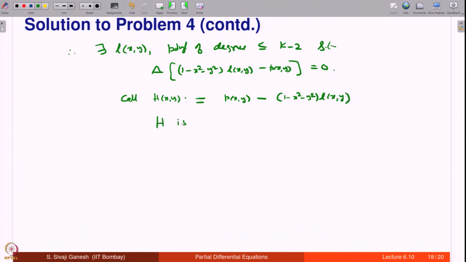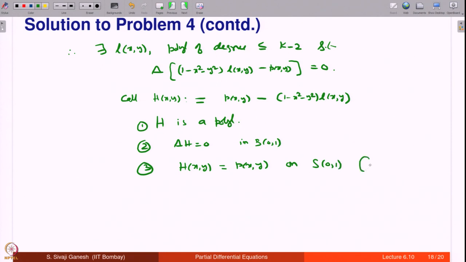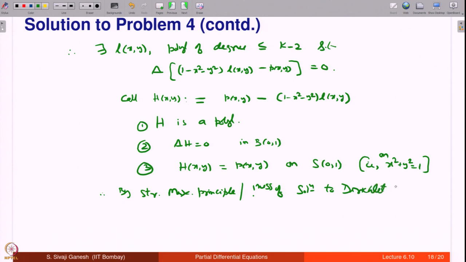Now, what can we say about h? h is a polynomial. Laplacian h is 0, of course, in particular in B01, and h of x y equals p of x y on S01, that is for x y such that x square plus y square equals 1. Therefore, by the strong maximum principle, or the uniqueness of solutions to the Dirichlet boundary value problem, we get that u of x y equals h of x y on B01.